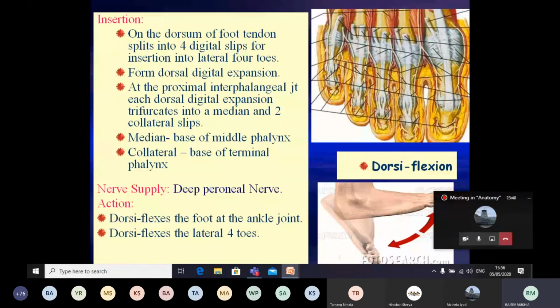The deep peroneal nerve is the nerve of the anterior compartment of the leg. Again, here you can see this muscle's action. This muscle dorsiflexes the foot at the ankle joint. It will also dorsiflex the lateral four toes. So dorsiflexion of the foot. Here you can see this action is dorsiflexion. If you raise this above, this is dorsiflexion. If you take this backward, this is plantar flexion. So the tibialis anterior action is dorsiflexion, and the extensor digitorum longus action is also dorsiflexion.